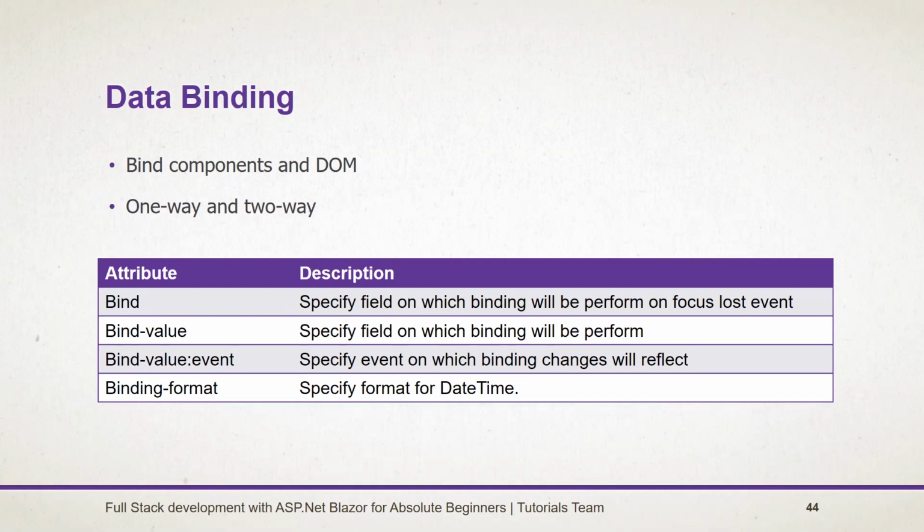Field or property set in bind attribute will reflect changes on focus loss. Using bind value, we can specify the field name. And with bind value event, we can change event on which binding will reflect changes. Using binding format, we can change the format for date time.